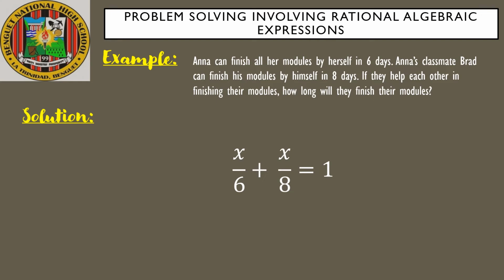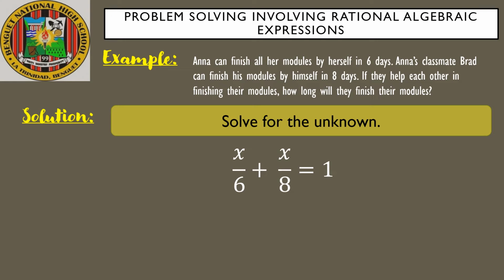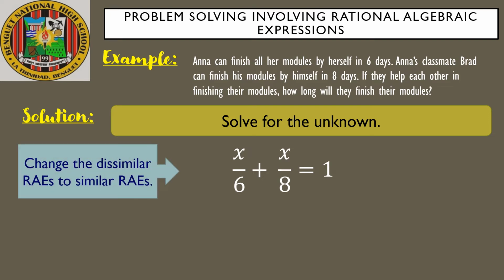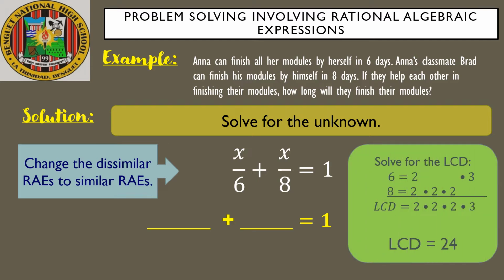Now that we have an equation, we then solve for the unknown quantity, which we have represented with x. Our first step in solving for x will be to change the dissimilar RAEs to similar RAEs, or RAEs with the same denominator. Remember that to do that, we solve for the LCD of the denominators first, because we are going to use the LCD as the common denominator for the RAEs.